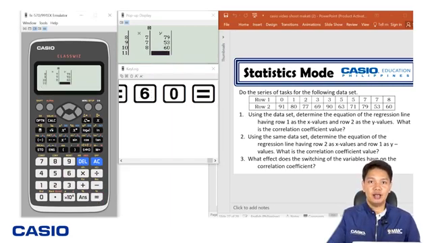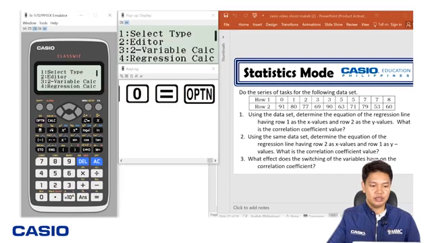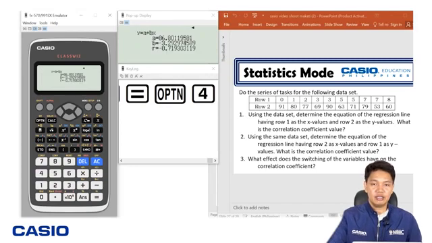Alright, to get now the correlation coefficient, we need to press options and then the regression calculation, which is number 4. Take note that our correlation coefficient is 0.7193.